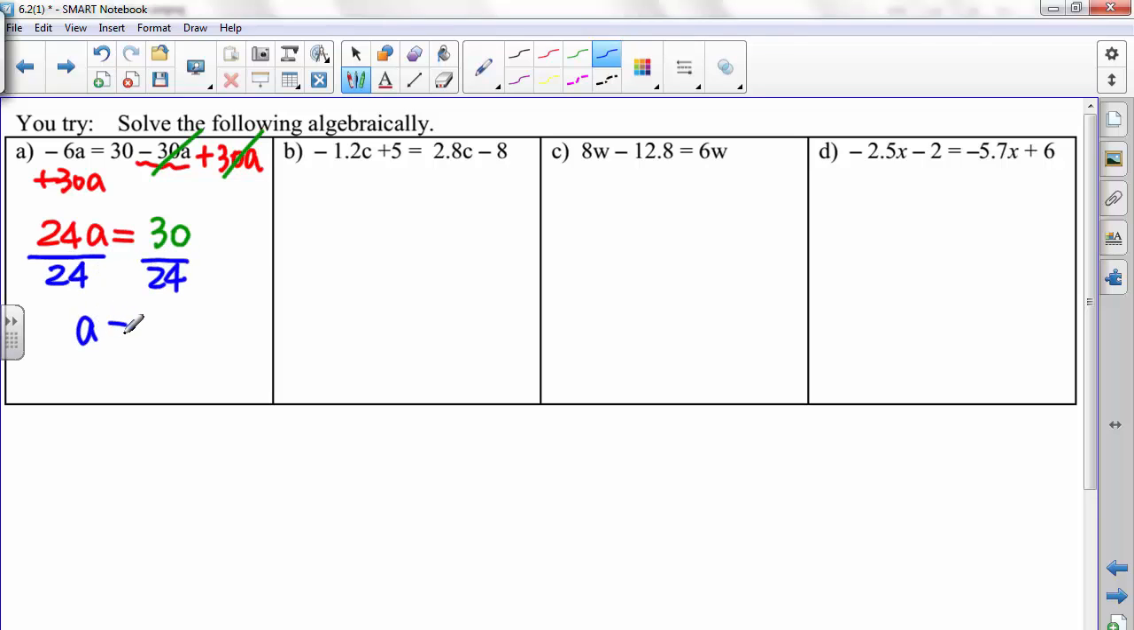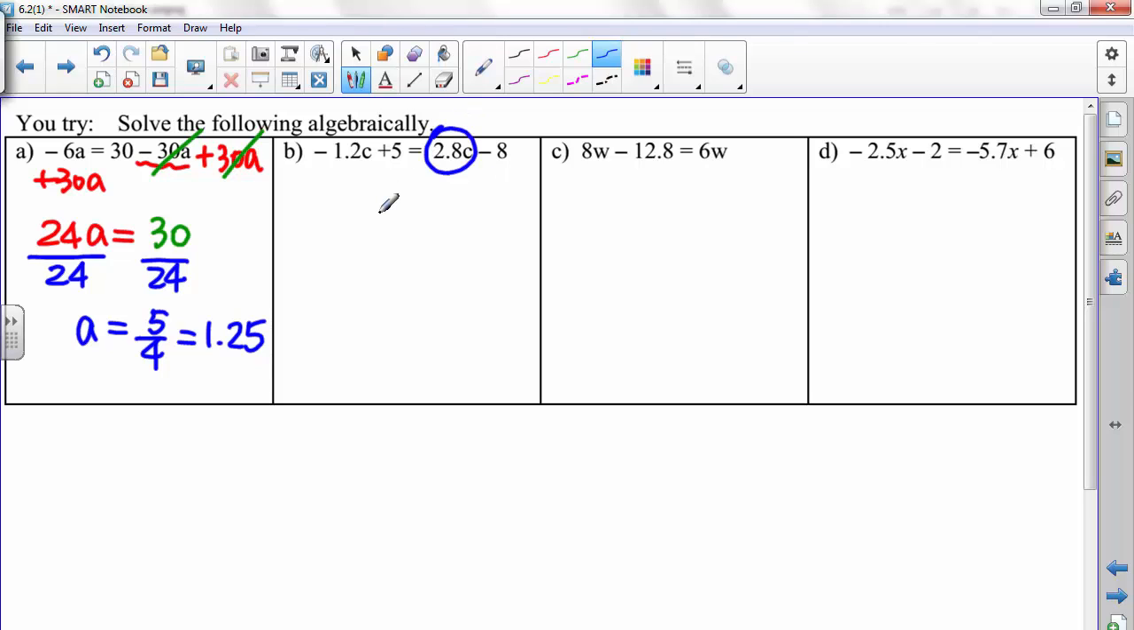So I will get a equals 30 over 24. Let's reduce the fraction to the lowest term by dividing the top and the bottom by 6. So it's 5 over 4. Of course, you also can use the calculator to help you find the answer in decimal form. Let's look at the second one.